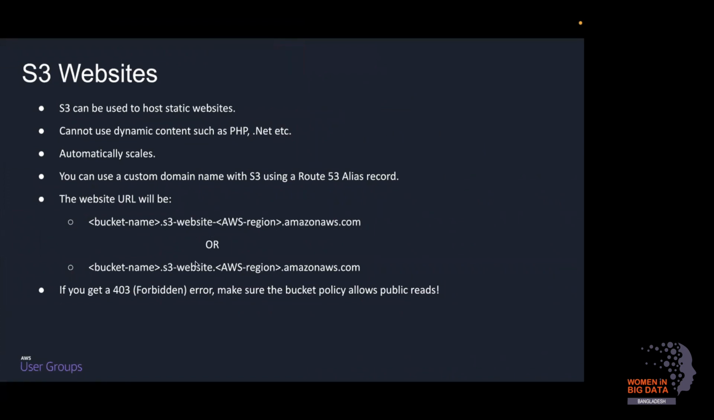The only difference, and most people will get confused here, is that this is called dotted notation, where all the segments are split by a dot: bucket name dot s3-website dot region dot amazonaws.com. Whereas in the above notation, there is a hyphen between s3-website and region. It's a small, narrow difference, but both are valid formats, so don't get confused in your exam. This is just the dotted way of representing, and this is the hyphen way. And again, if you get a 403 forbidden error, make sure you check the bucket policy and allow public read.